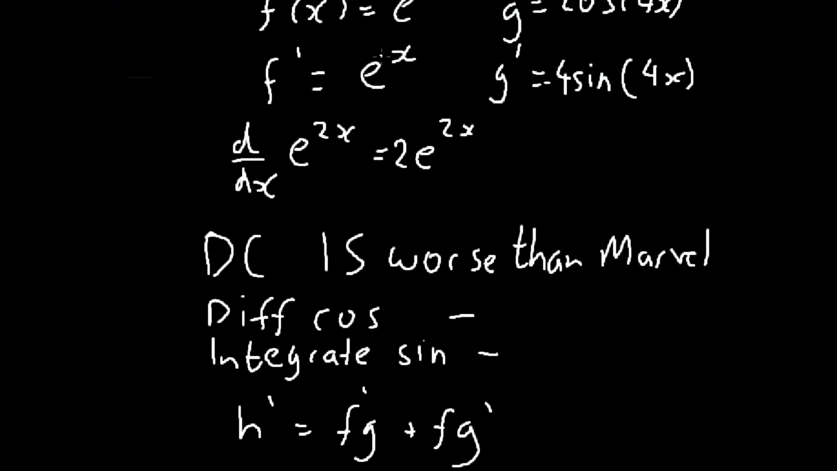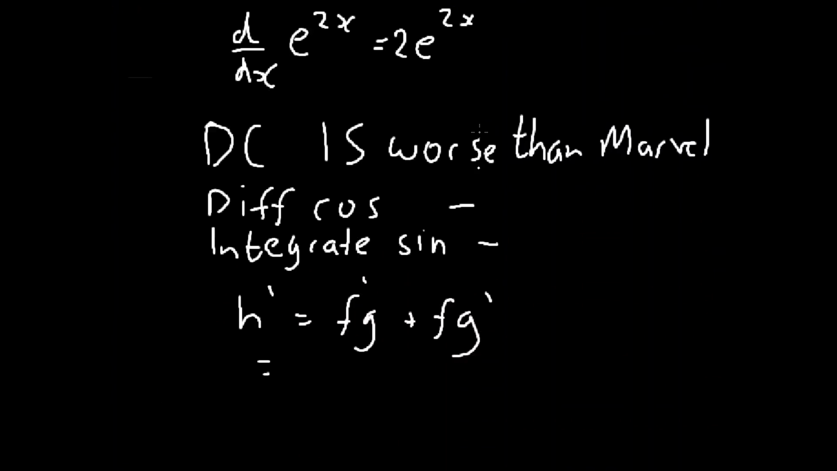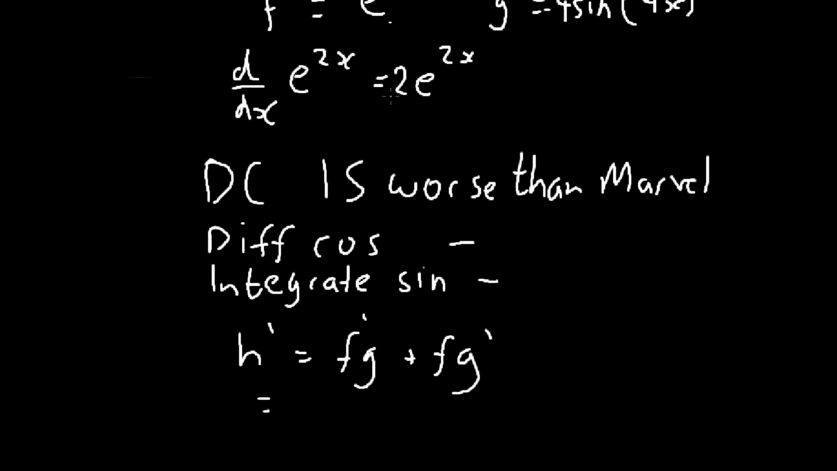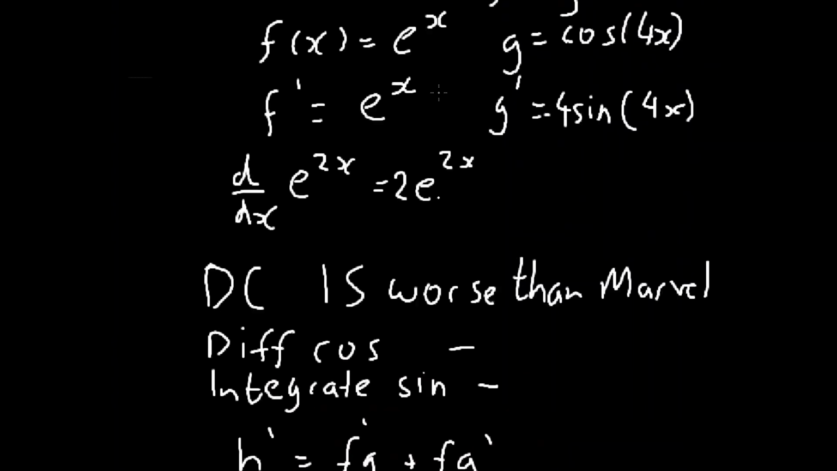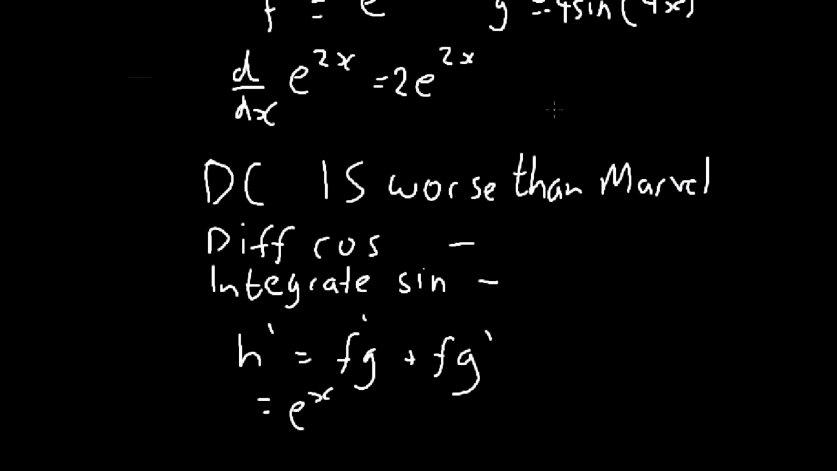So hopefully you've written it down. I've run out of space, so I'm going to memorize this, but hopefully you've written it down so you can say that it's equal to the prime of f, which in this case is going to be nice and easy. That is just e to the x. So e to the x. And then regular plain old boring g, which is our cos 4x. So just write it down there. Cos 4x.